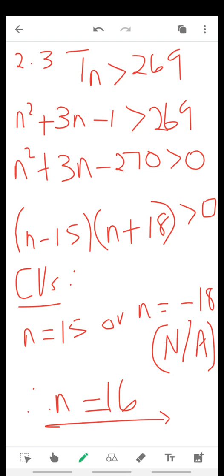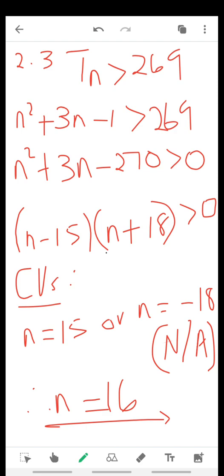Factorization. And then when you find your critical values, you find that n is equal to 15 or n equals negative 18. Very important. n cannot be negative, cannot be decimals, cannot be fractions. We are talking about the number of terms. It's like if I ask you how many people are there, you can say there's 5 people, 11 people, or 20 people. You can't say there's negative 5 people, or 3/2 people, or negative 0.4 people. So it must be a natural number.